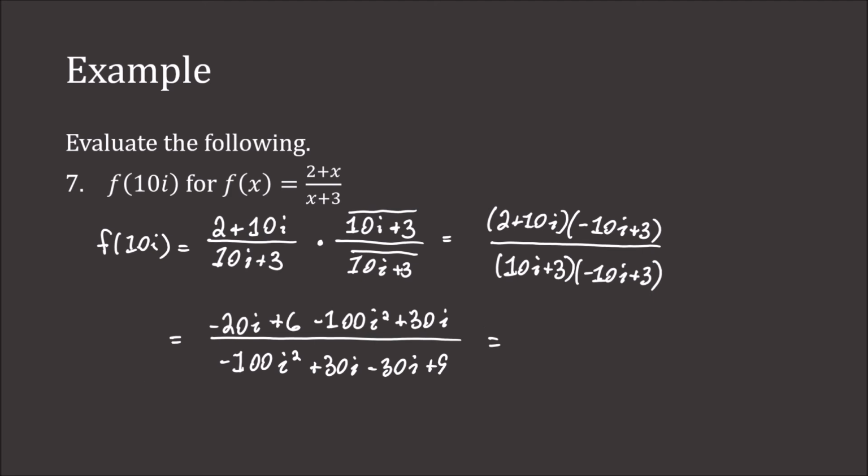So in the numerator, i squared is negative 1, so this becomes 6 plus 100, which is 106. Negative 20i plus 30i is plus 10i. Then in the denominator, the 30i's will drop out. Negative 100i squared again is 100. So in the denominator we have 109. So we wind up with 106 over 109 plus 10 over 109 i.